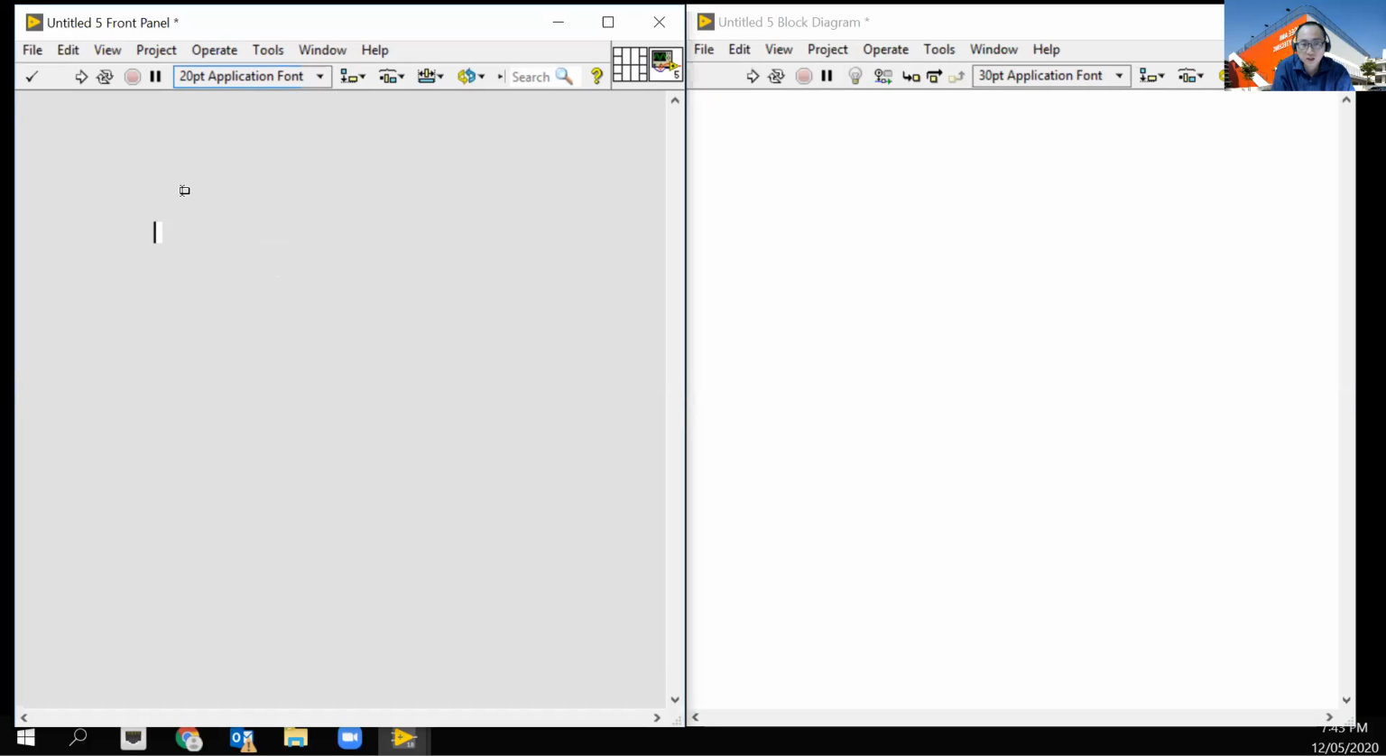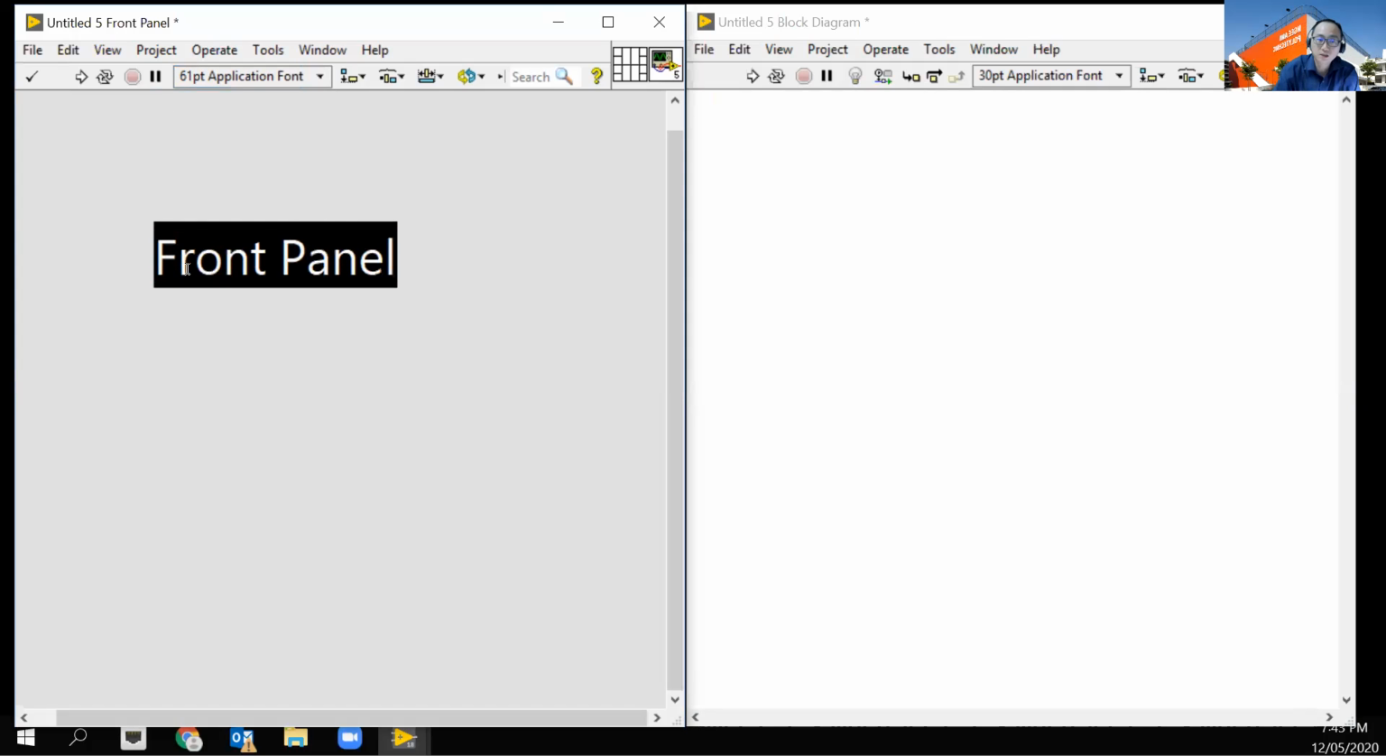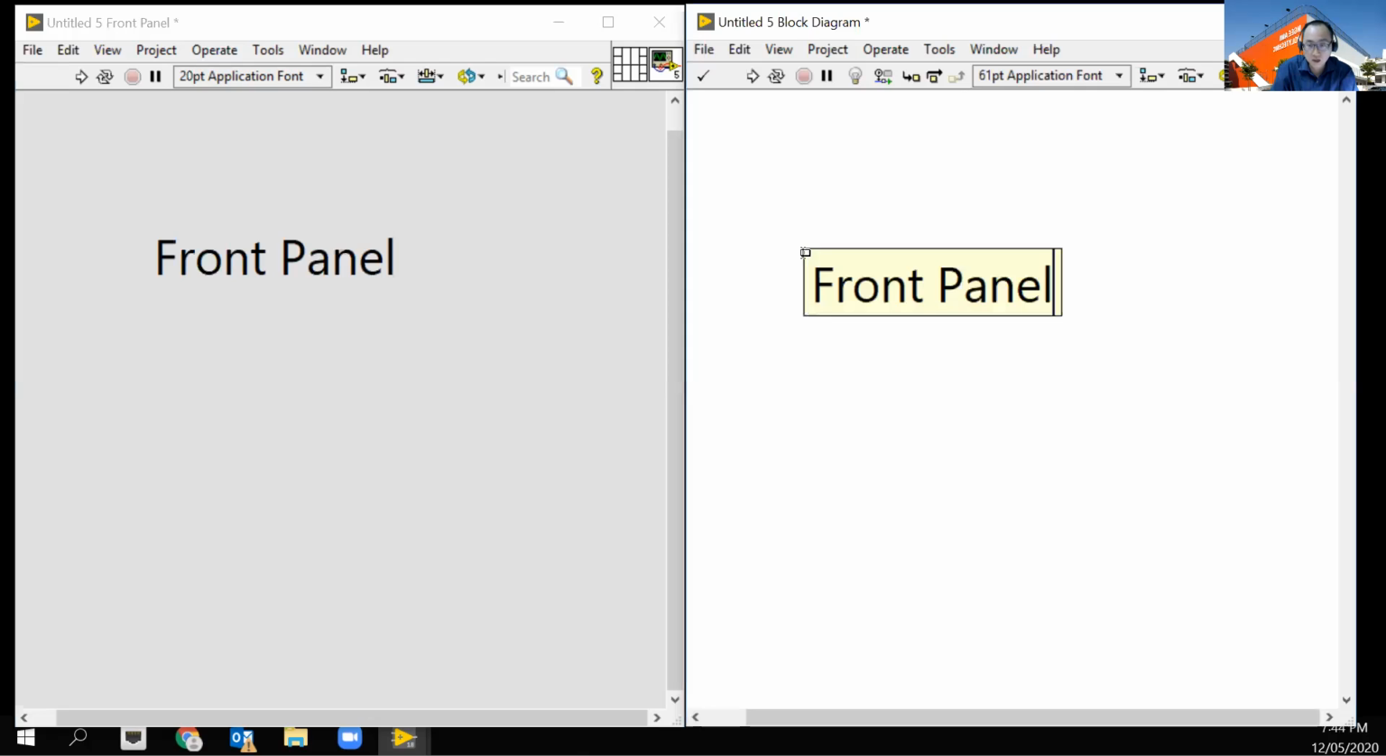So maybe I just introduce to you this thing here is called the front panel. I'm just typing, you don't have to do this, you just watch me. This thing on the other side is called the block diagram. Make sure up to this point you all can do it, then I'm happy already. So we are ready for next week.